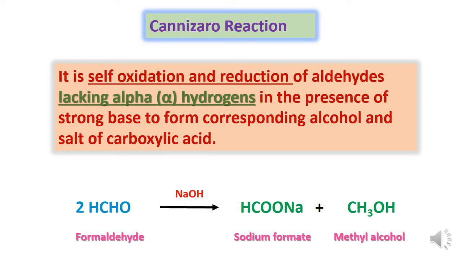So there is an oxidation and reduction process. One molecule of formaldehyde gets oxidized to sodium formate. It is the sodium salt of formic acid, and one molecule of formaldehyde gets converted to methyl alcohol, which is the reduced product. After reduction we get methyl alcohol. So in this way there is a self oxidation and reduction of the same molecule, and we get the oxidized product as well as the reduced product.